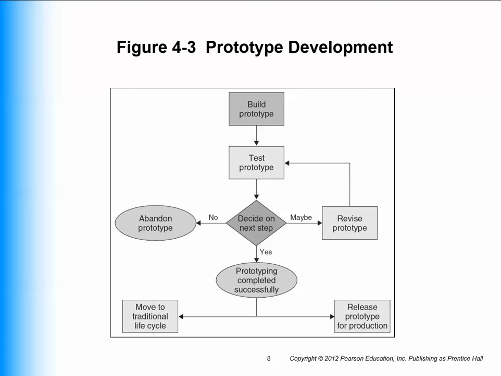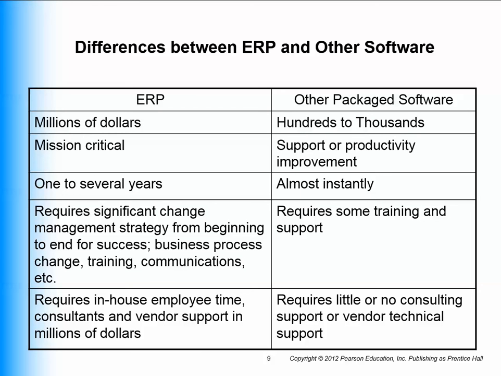Figure 4.3 shows the process flow of the prototype development. You build it, you test it, you show it off, you get input, you revise it, and you do another round. Now, ERP is a lot larger in scope and scale than other software. Typically millions of dollars, it's mission critical. It takes years to develop and implement. It requires significant change management.